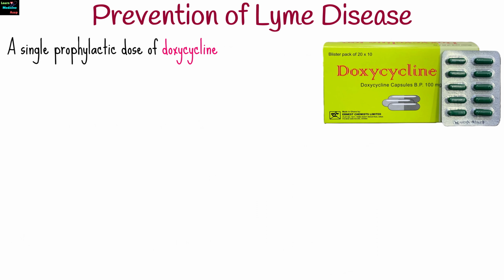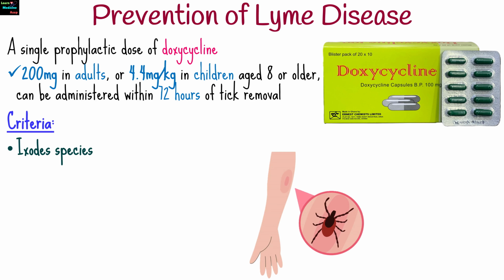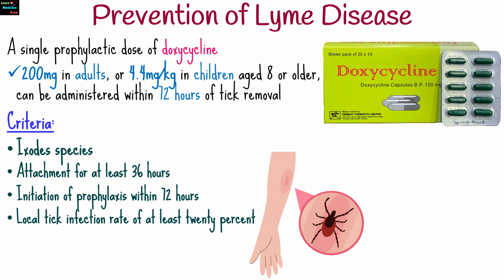In high-risk cases, a single prophylactic dose of doxycycline, 200 mg in adults or 4.4 mg per kilogram in children aged 8 or older, can be administered within 72 hours of tick removal, provided certain criteria are met. These include identification of the tick as Ixodes species, attachment for at least 36 hours, initiation of prophylaxis within 72 hours, and a local tick infection rate of at least 20%.